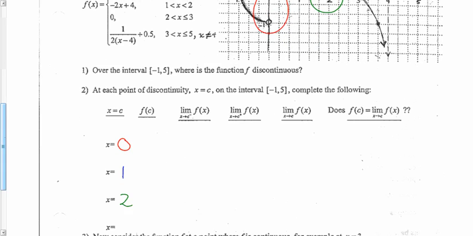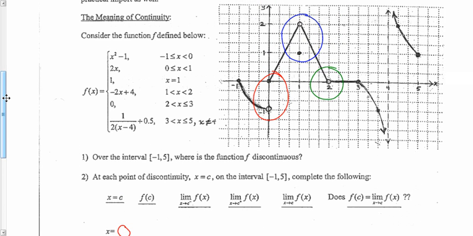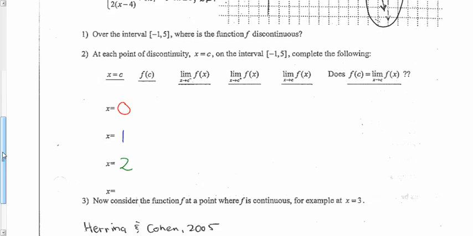I'm going to go back to the graph. And we have another discontinuity at x is equal to 4. And again, I'm going to enter that in number 2. So now we've identified each place that has a discontinuity, each x value. So now we're going to fill in a chart for number 2 for each of these discontinuities.